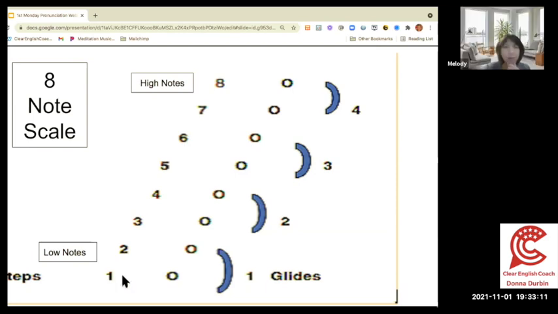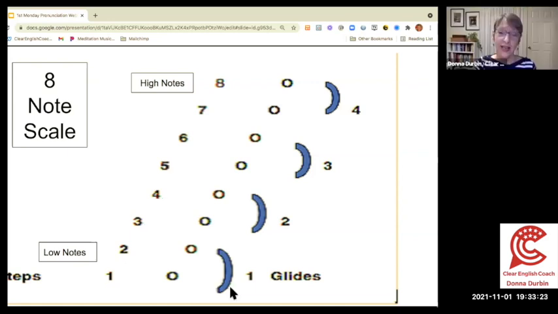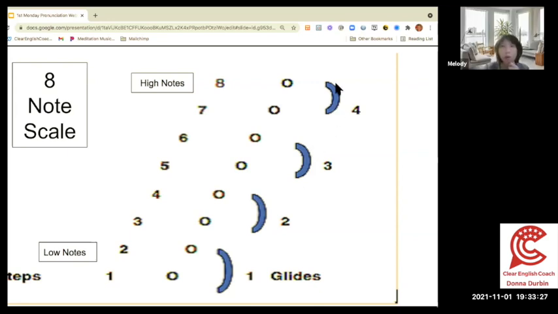Melody. Yes. 1, 2, 3, 4, 5, 6, 7, 8. 8, 7, 6, 5, 4, 3, 2, 1. Okay, and the glides? 1, 2, 3, 4. 4, come down. 4, 3, 2, 1. Excellent.